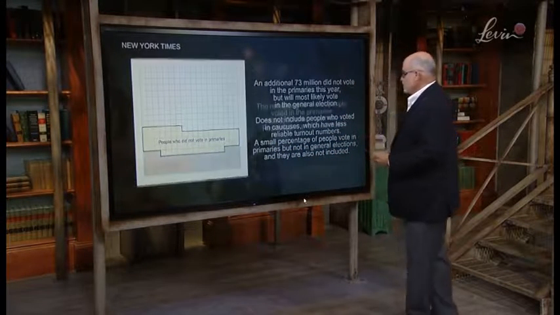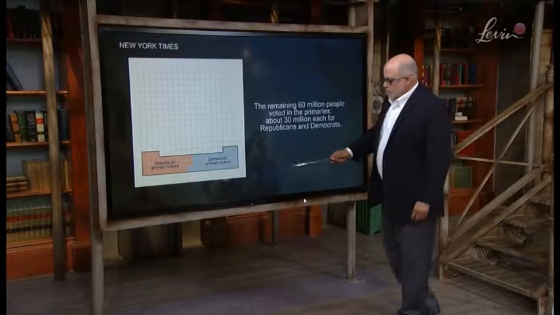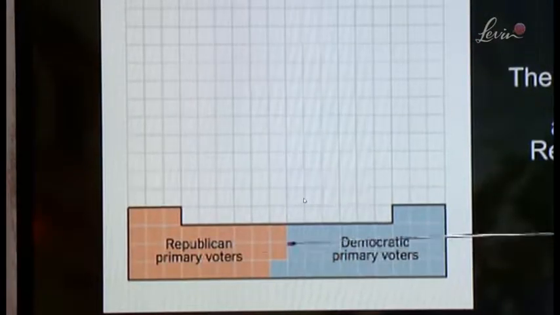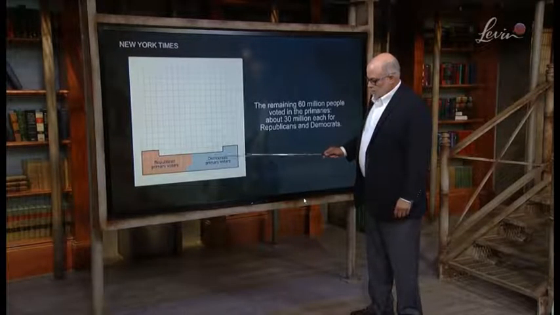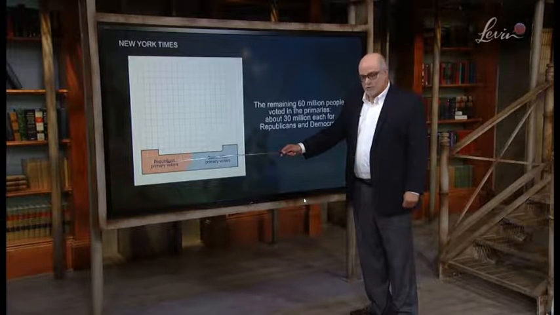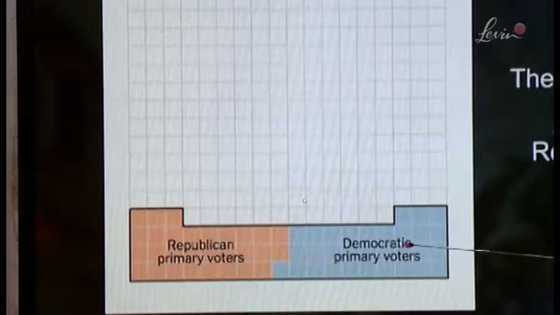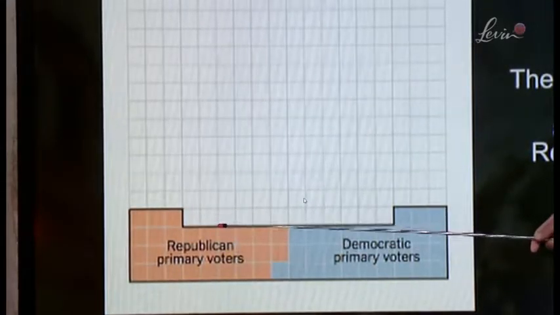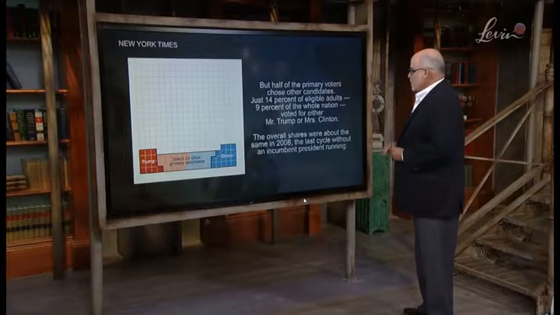Next chart. The remaining 60 million people who voted in the primaries, about 30 million each for Republicans and Democrats. And truth be told, Hillary got about 60% of this, and Donald Trump, actually, he got less. He got under 50% of this. Next chart. But half of the primary voters chose other candidates, my point.